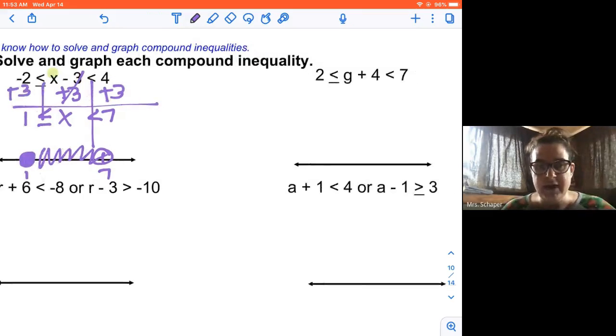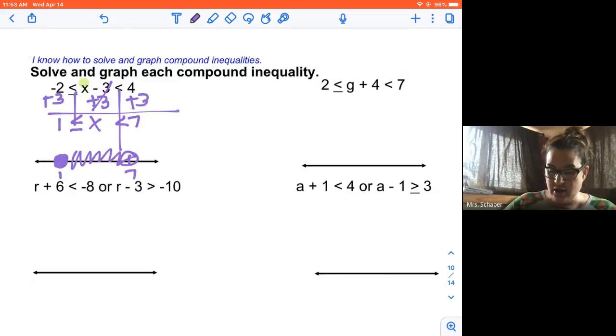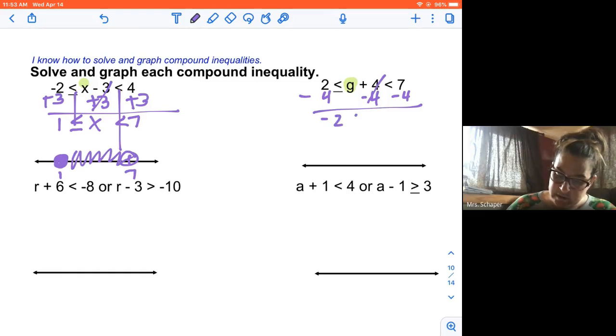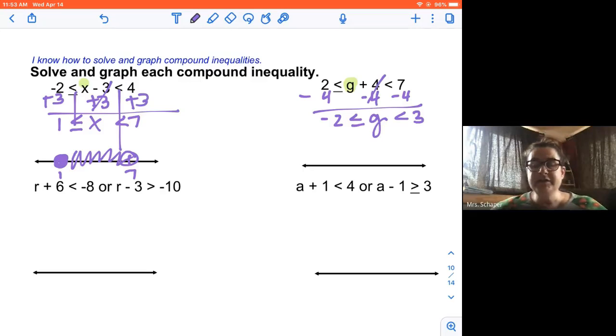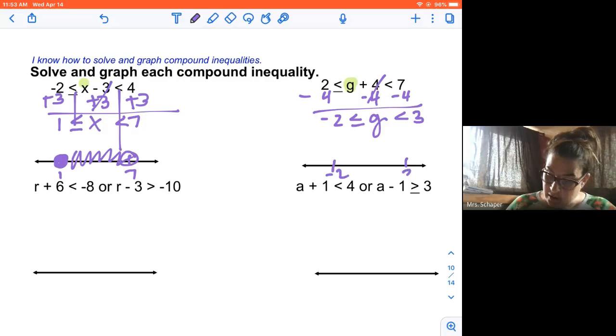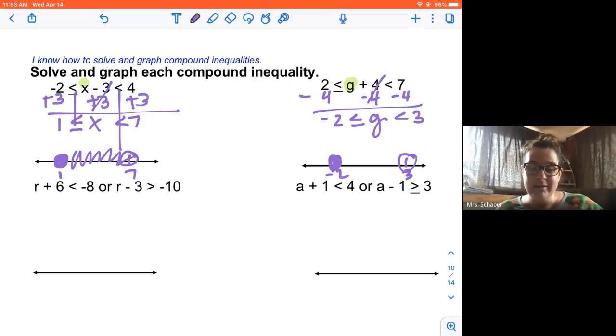The second one is also an and statement. Again, we're trying to get g all alone. So I'm going to subtract 4 from all parts. So -2 is less than or equal to g, which is less than 3. Okay. And so that's solved. I have g all by itself. So I put my lesser number to the left, and the greater number to the right. And then I check to see if I should fill them in or keep it open. This first one's a filled in dot because it has the line underneath. The second one's an open dot because there's no line underneath. It's an and statement, and I shade between.